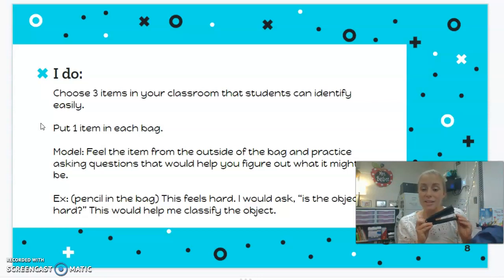Now when we come back together, we're going to do 2 other examples just like this one. So I want you to meet me back on Zoom, and we're going to practice asking questions to help us identify what objects might be there, using their properties.